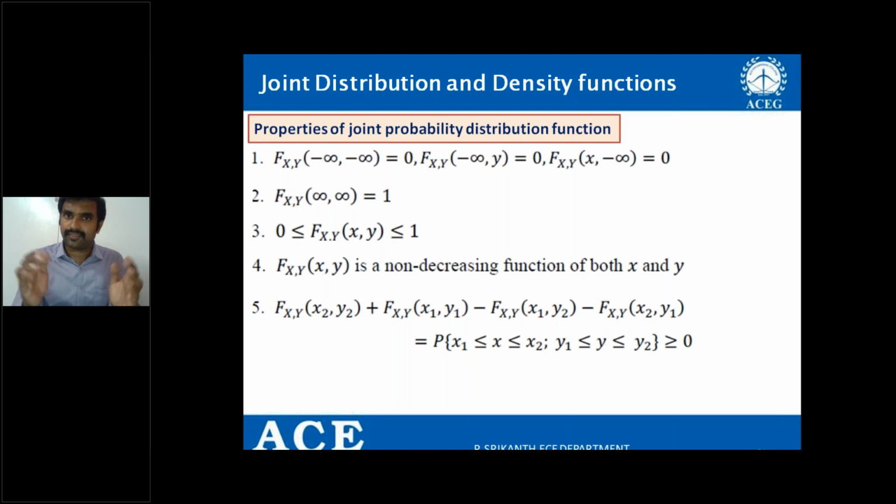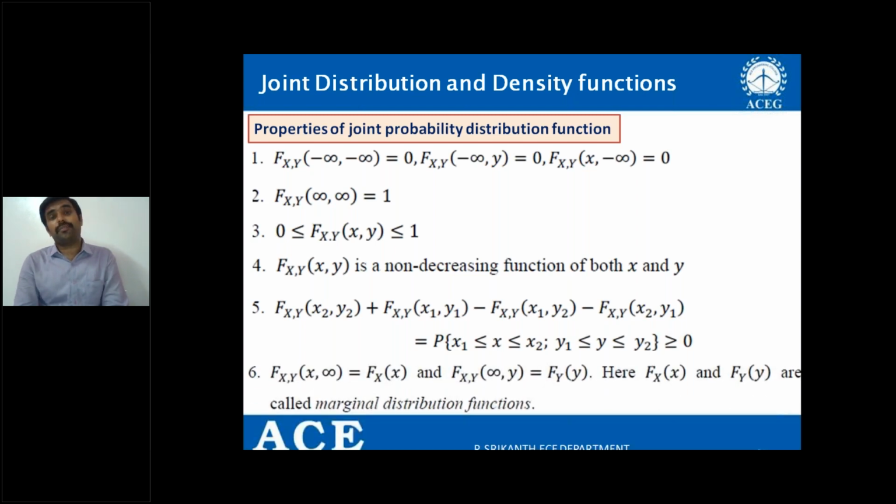So here, if I take this particular equation, it gives the joint probability, that is P(x1 ≤ X ≤ x2, y1 ≤ Y ≤ y2), which is always a positive value. Why? Because the probability cannot be negative, right?